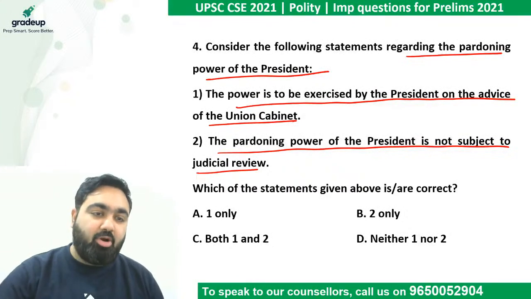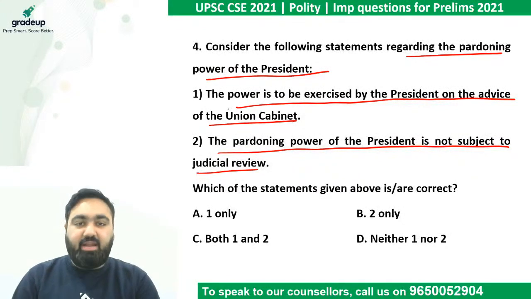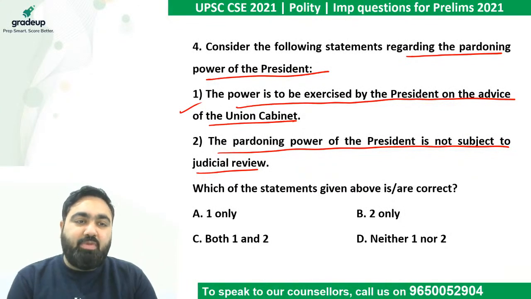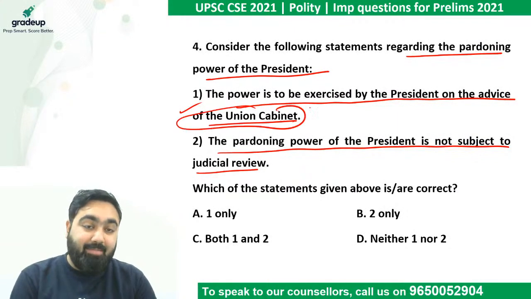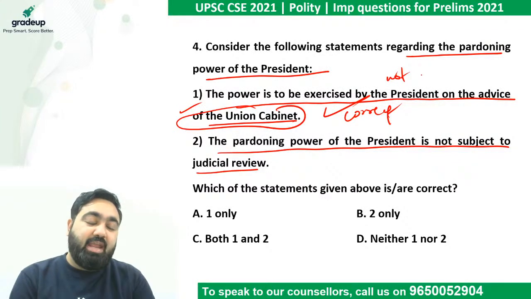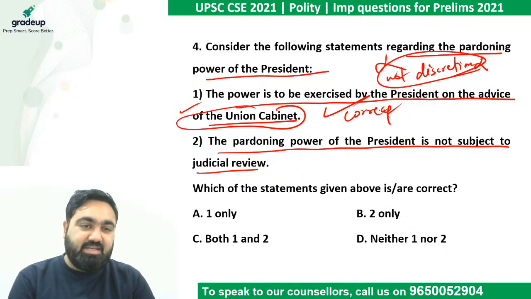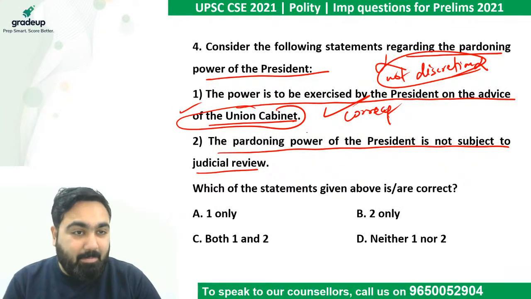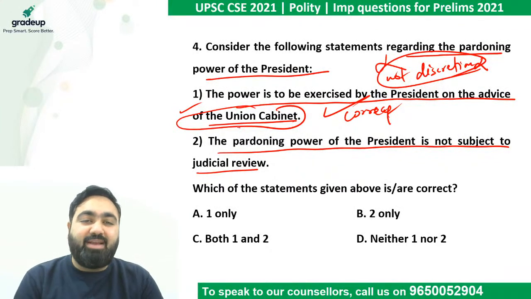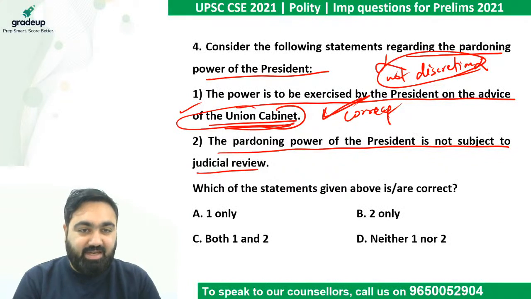So let's see which of these is correct. All of you would have read about the pardoning powers of the president, right? Number one, these are to be exercised on advice of the Union Cabinet. This is correct. As you know, the president does not take decisions on his own discretion. Whenever he takes decisions, even for his pardoning powers, it has to be on the advice of the Union Cabinet.